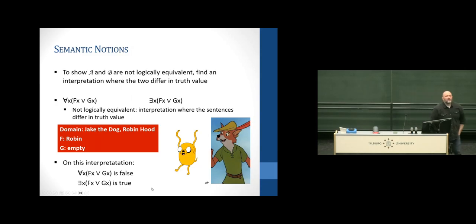So to show that these things are not logically equivalent, we come up with one interpretation that applies to both sentences, and it's going to make one sentence true and the other sentence false. So here's my interpretation. Our domain is Jake the dog and Robin Hood. Let's have the extension of the predicate F be Robin. Here's a sneaky trick. Let's have the extension of the predicate G be empty.